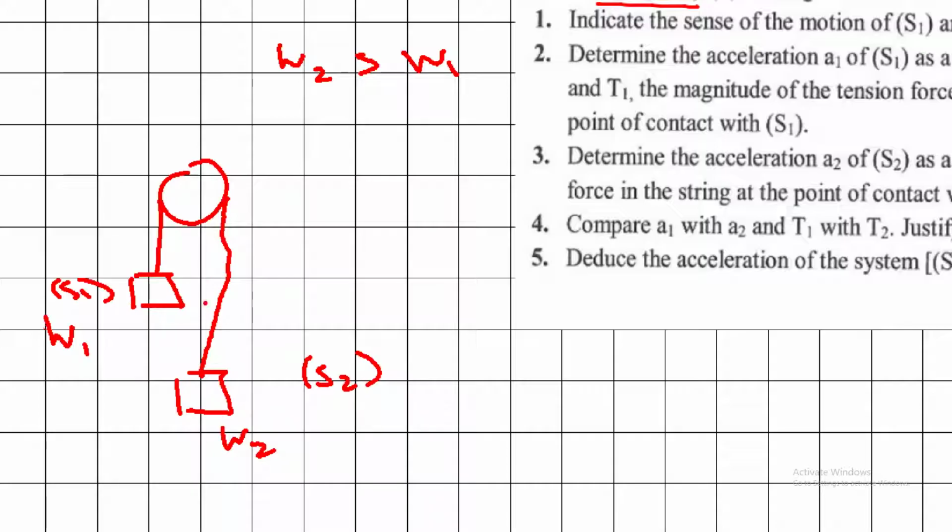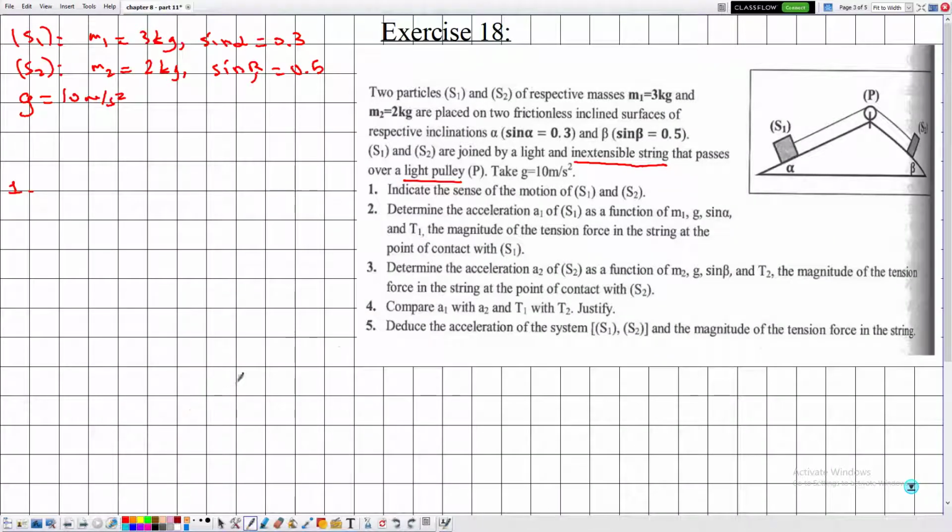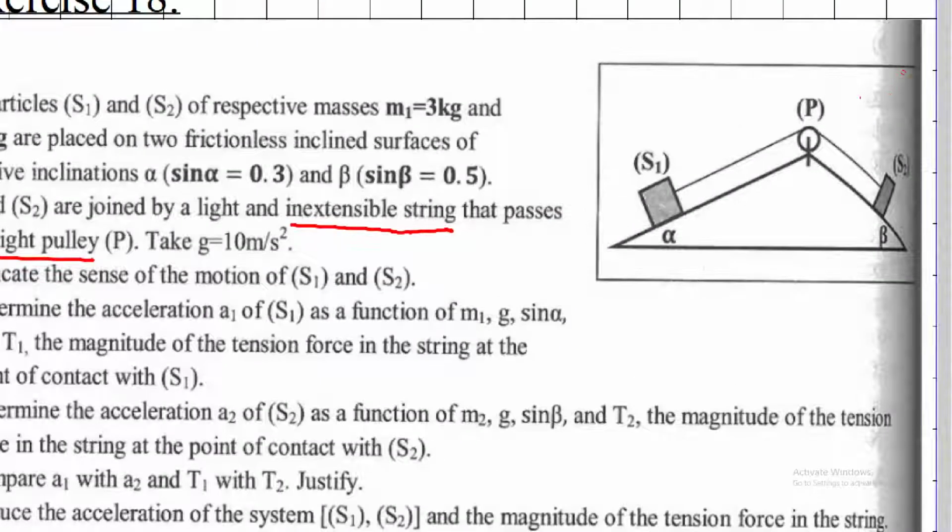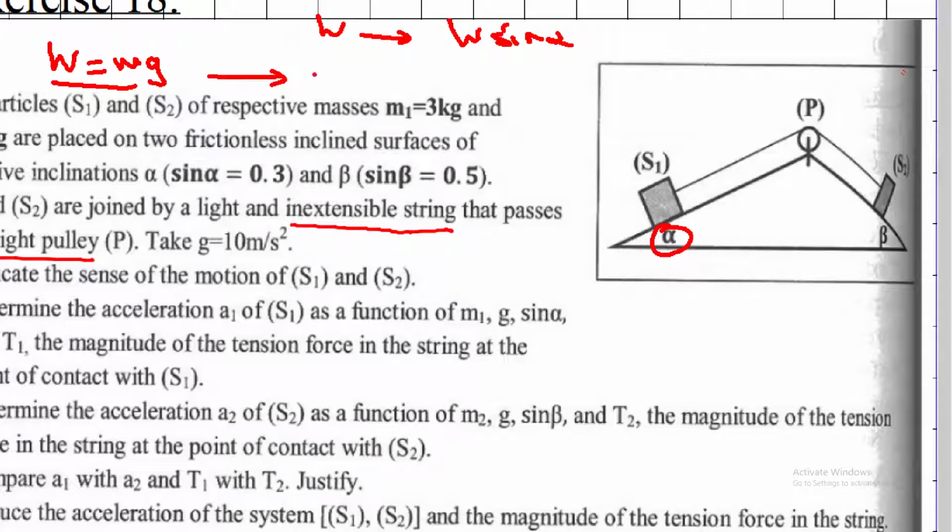So the direction of rotation of the pulley, or the direction of motion, is determined by the strength of the weights compared to each other, whether W1 is greater than W2 or vice versa. Here it's exactly the same, but we will not compare W, we will compare W sine alpha. Previously W was given by M multiplied by G, but here, because we have an inclination, we will compare the new W, which is given by mg sine alpha. We cannot compare the accelerations, we need to compare the forces.